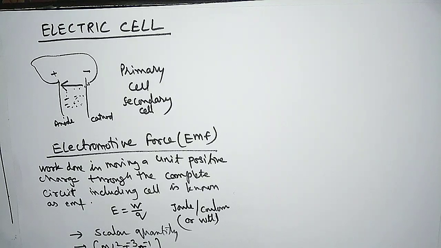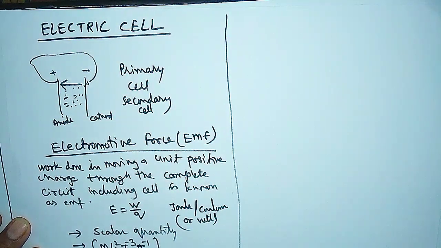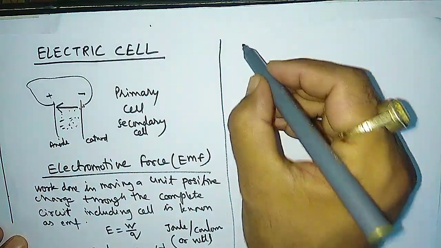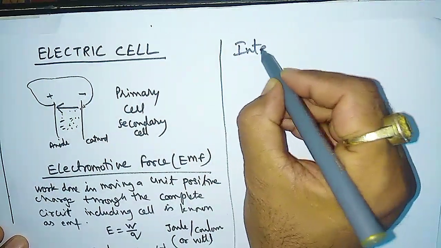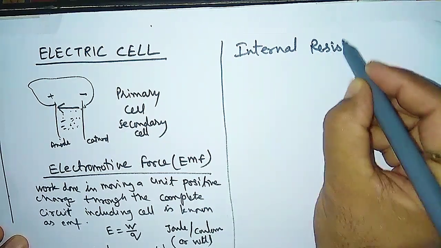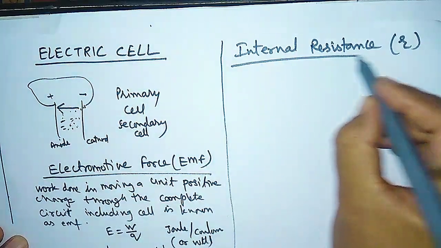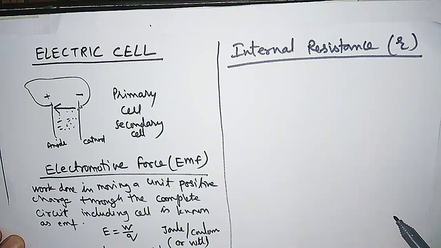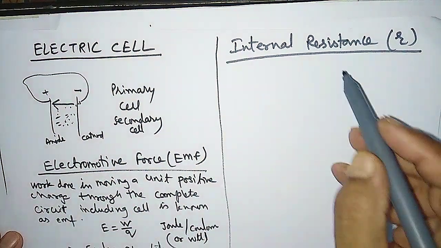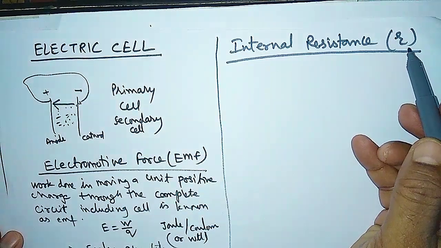Now, to know much more about the EMF, we should know about the internal resistance, a very important topic. Remember, it is denoted by small r. You know very well about the external resistance, which is denoted by capital R. But what is the difference between the internal and the external?